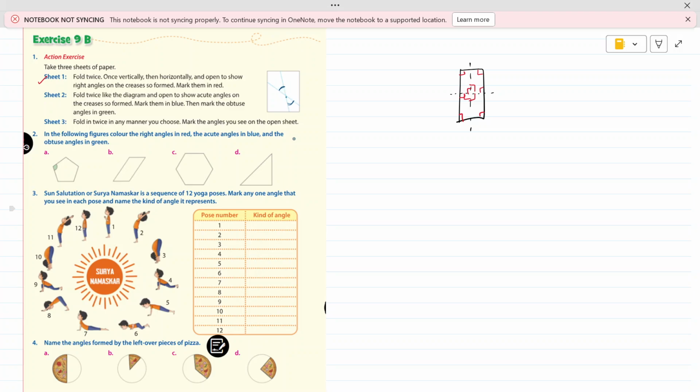So there are two acute angles. Third one is sheet 3. Fold in twice in any manner you choose and mark the angle. So this is an activity for you. So this I am marking as a homework.